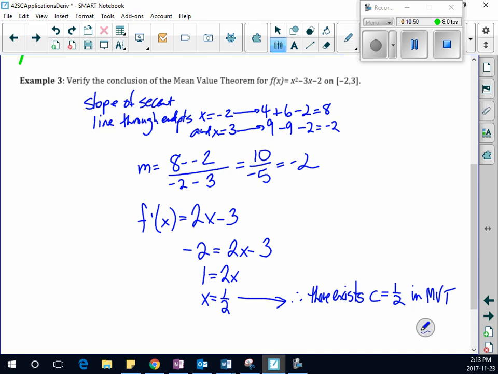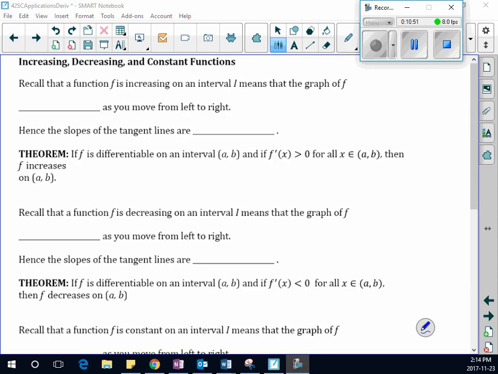It's kind of like the extreme value theorem was. Increasing and decreasing in constant functions. Recall that a function f is increasing on an interval I means the graph of f blank as you move left to right. What is it if it's increasing? Rises. Rises as you move from left to right. It has to be rising. Hence, the slopes of the tangent lines are, it's rising, positive.